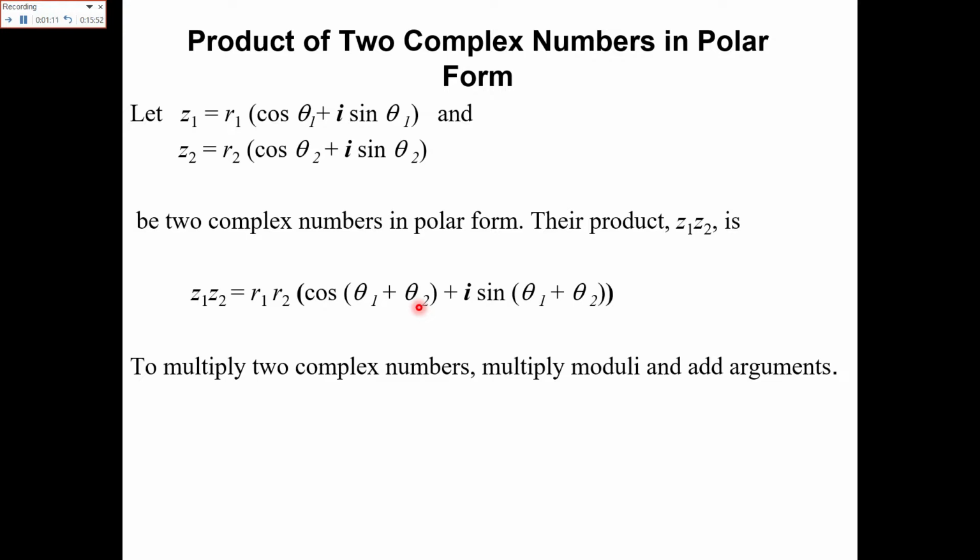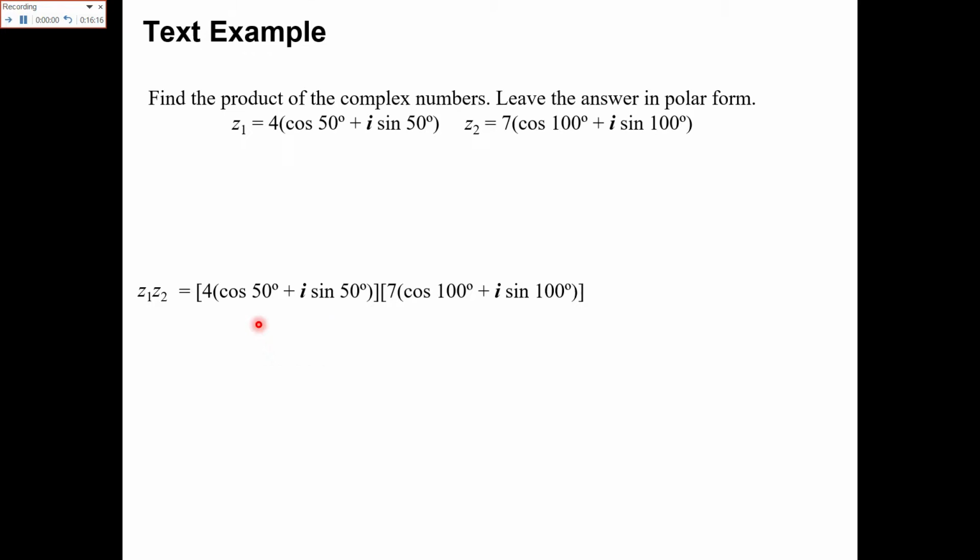It says that when you have two complex numbers in the polar form and you are asked to multiply them, their moduli will be multiplied with each other and their angles will be added. So the final expression becomes r1 into r2 times cos of theta 1 plus theta 2, plus iota sin of theta 1 plus theta 2.